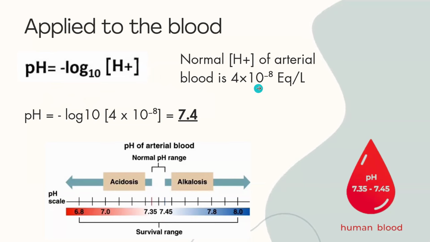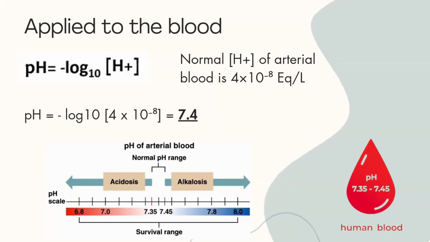I won't even bother to read it out, okay? But this is a concentration unit, and this is the number. All we're going to do is plug this number into the concentration, and if we put this in our calculator, minus log 10 times 4 times 10 to the power of negative 8, we're going to get an answer of 7.4. And that is our magic number. That is our physiological pH of the blood.